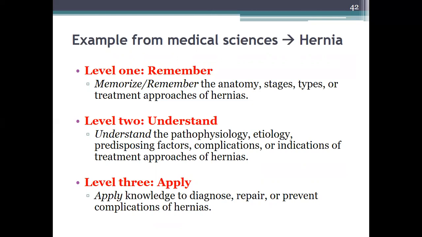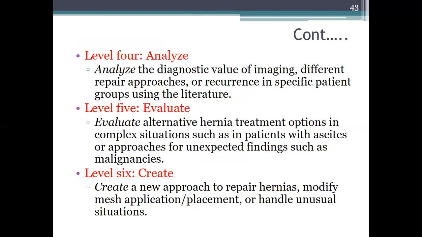Level two, understand the pathophysiology, etiology, predisposing factors, complications, identification of treatment approaches of hernias. That is a little bit of elaboration of the facts he has about hernia in his brain. Level three, application: apply knowledge to diagnose, repair, or prevent complications of hernias. He should know the complications, then he is able to have some strategy to prevent these complications of hernias.